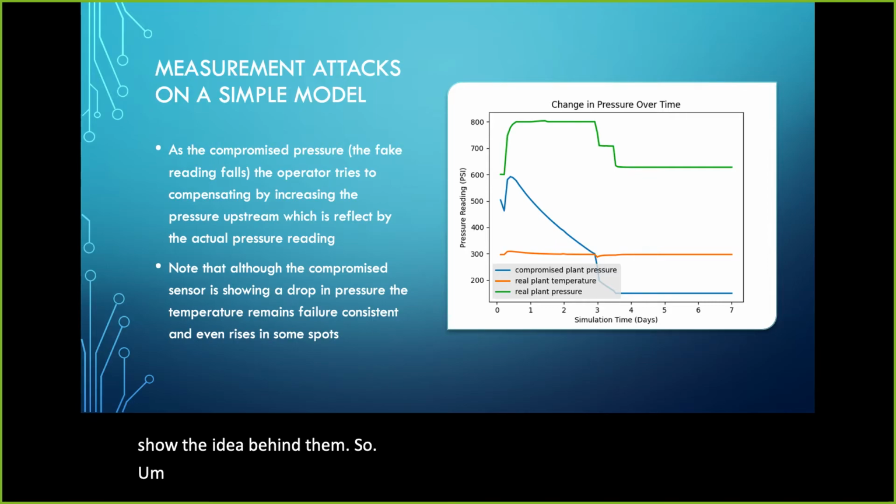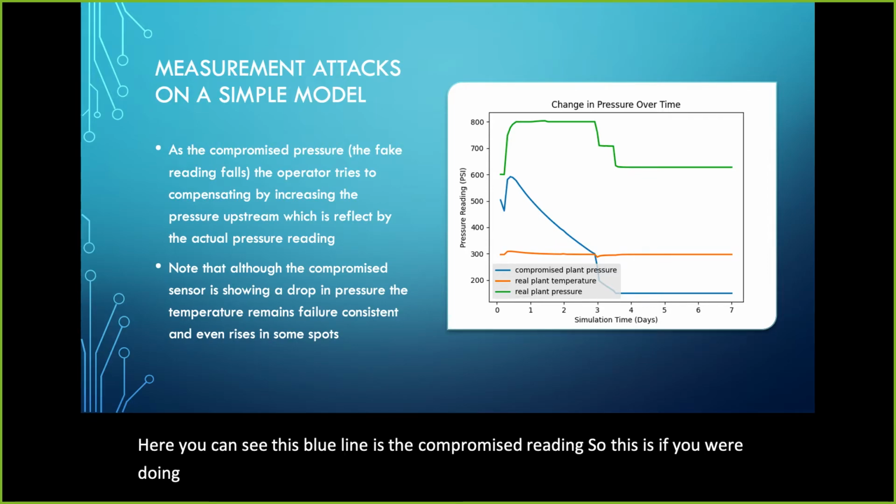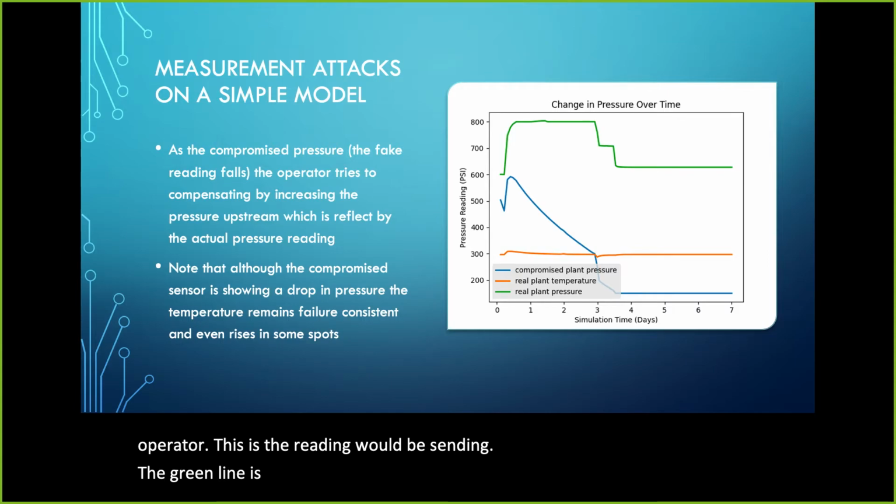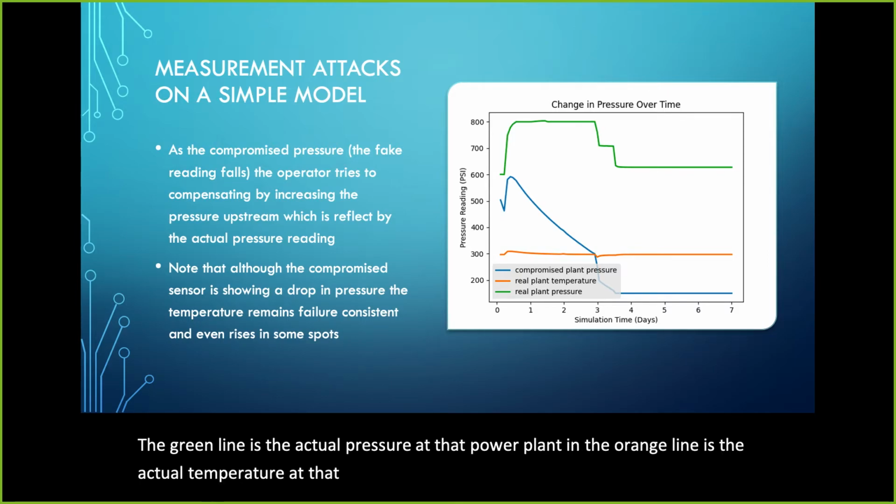Here you can see this blue line is the compromised reading. So this is if you were doing a measurement attack and you were sending false readings to the operator, this is the reading you would be sending. The green line is the actual pressure at that power plant, and the orange line is the actual temperature at that power plant.